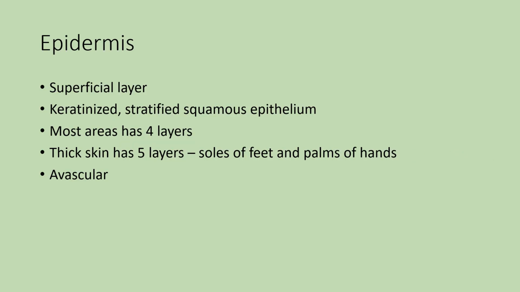So we'll start with the epidermis. It's the most superficial layer, as I just said. It is stratified squamous epithelium, so that means it's multi-layered. Squamous refers to those flattened, kind of squashed-looking cells, and they're keratinized. Keratin is a protein that's going to be made initially as these cells are being produced.